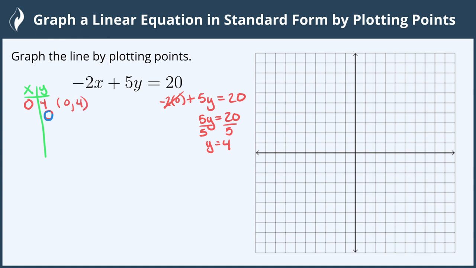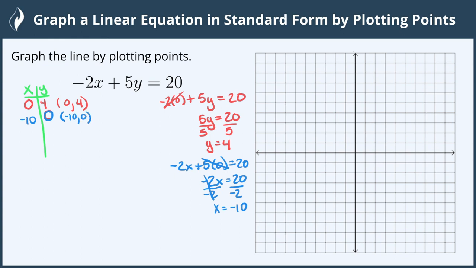The next point, I chose the 0 for y because, again, 0 is my favorite. It makes things so much faster when we calculate. So we're going to substitute 0 in for y, and we'll get negative 2x plus 5 times 0 equals 20. And this is the reason it's my favorite. 5 times 0 is 0, so it cancels out, and we're left with negative 2x equals positive 20. Divide both sides by negative 2, and we're left with x equals negative 10. So we put this into our chart, and we can write this as the ordered pair negative 10, 0.